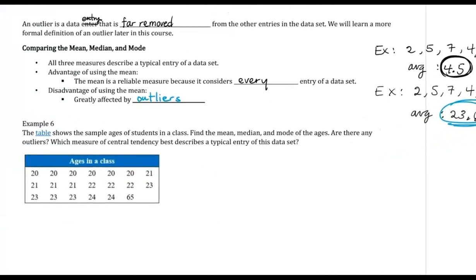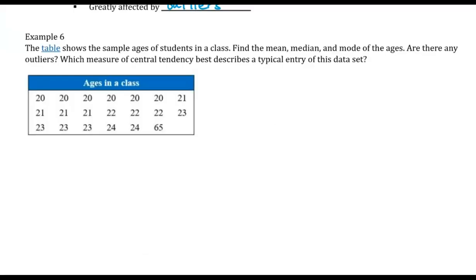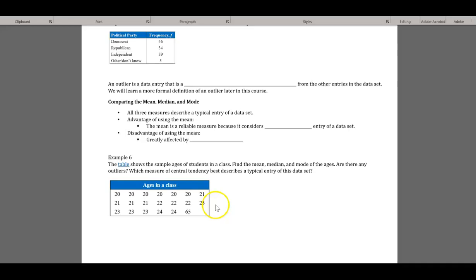So what we're going to do is look at this data set. It shows the sample ages of students in a class. We're going to find the mean, median, and mode of these ages, and we're going to determine whether or not there are any outliers. Once we know whether or not there are any outliers, we will answer the question of which measure of center best describes a typical entry in this.